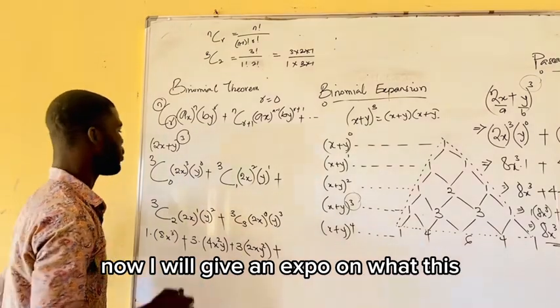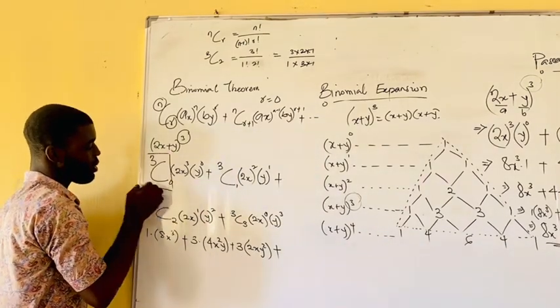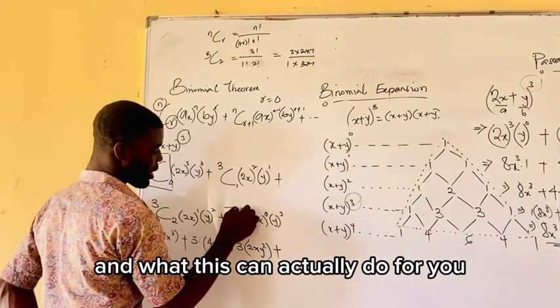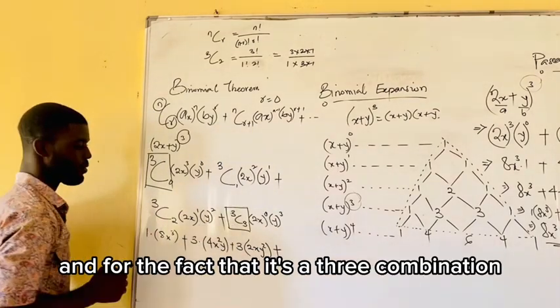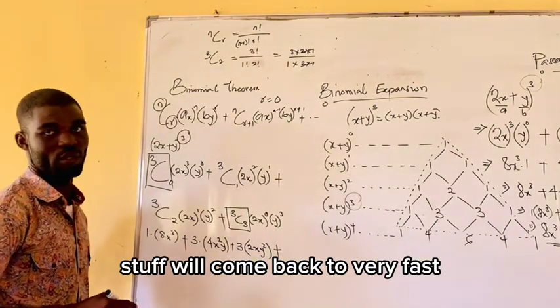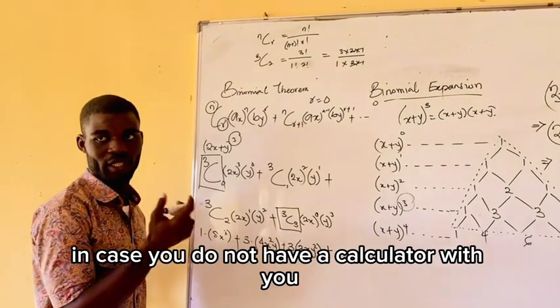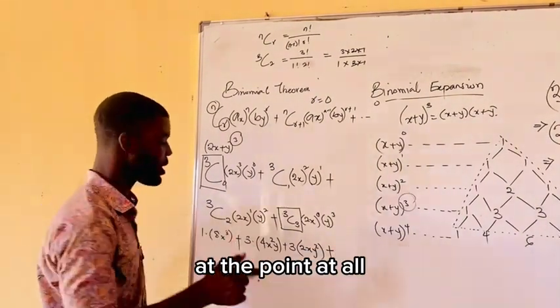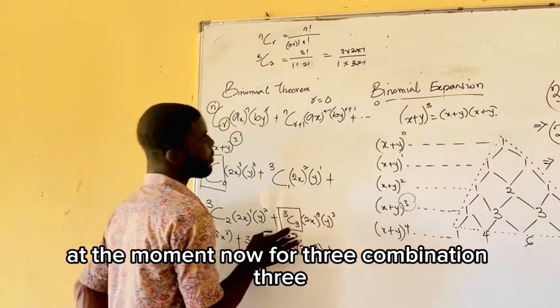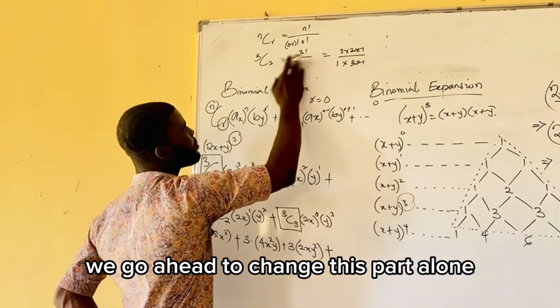Now I will give an expo on what this and what this can actually do for you. And for the fact that it's a 3 combination stuff, we will come back to very fast techniques that you can use to maneuver these methods in case you do not have a calculator with you at the moment. Now for 3 combination 3, we go ahead to change this part alone.